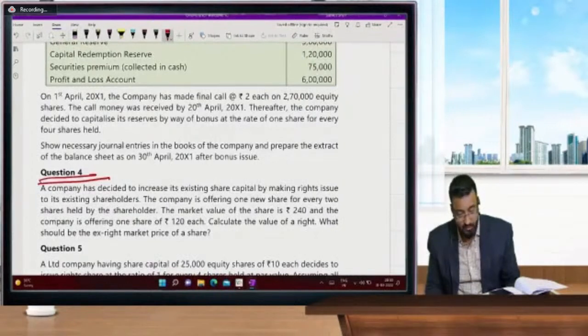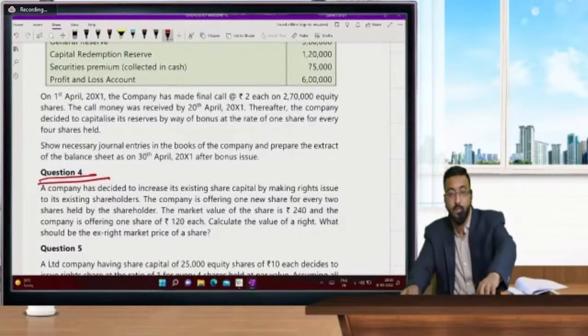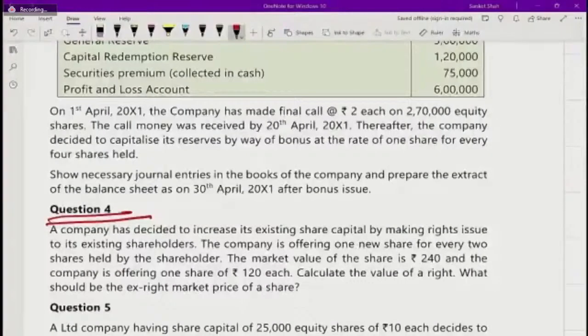Chalo, solve this. Solve. And tell me the answer. Don't refer to the answer. 3 steps. Solve it properly.